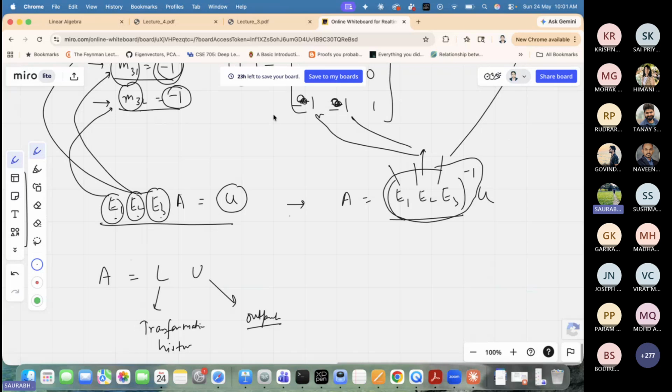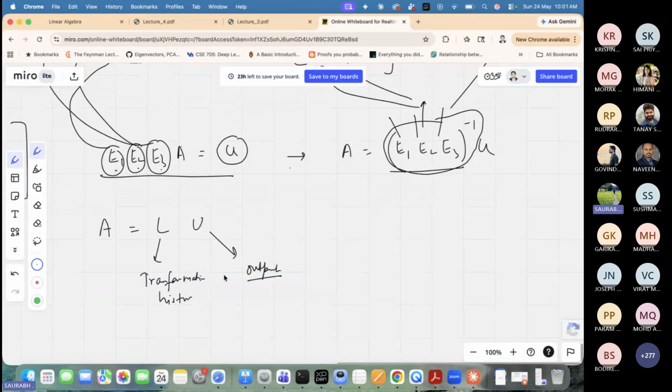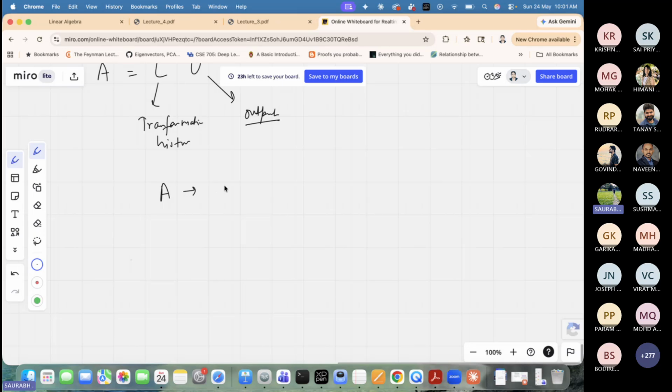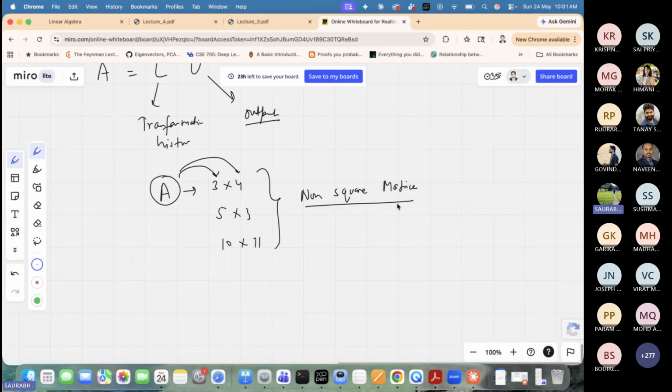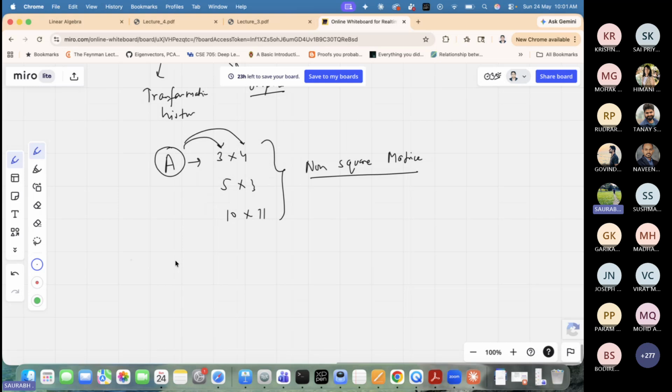Now, I told you that A is a simple matrix right now. It could be a 3 cross 4 matrix. It could be a 5 cross 3 matrix. It could be a 10 cross 11 matrix. When you do not have the number of rows equal to the number of columns in a matrix, we call these types of matrices non-square matrices. When we have matrices like A, where the number of rows is equal to the number of columns, or n cross n, these matrices are called square matrices because the number of rows and columns are equal.